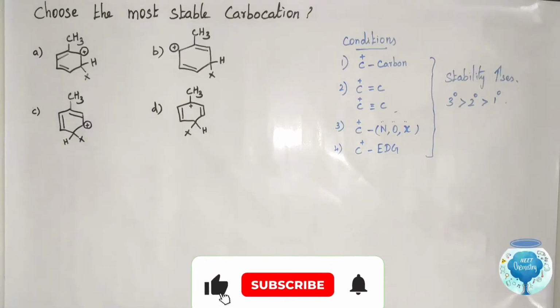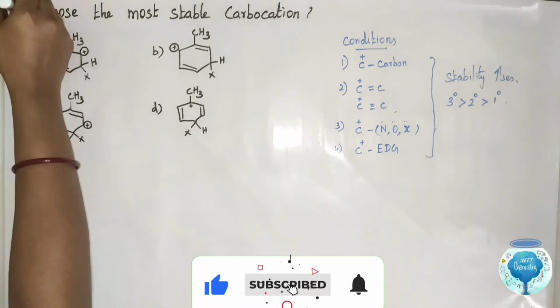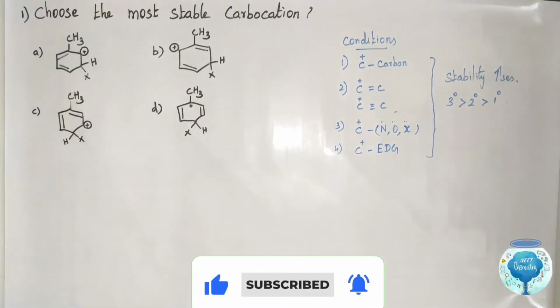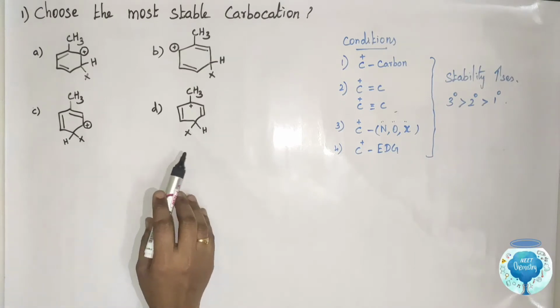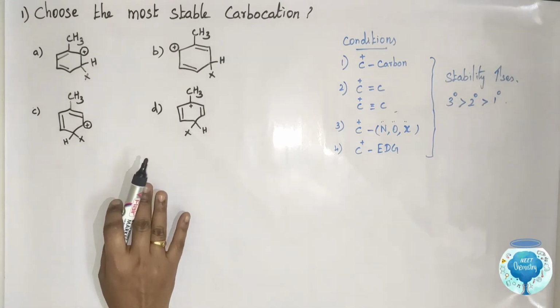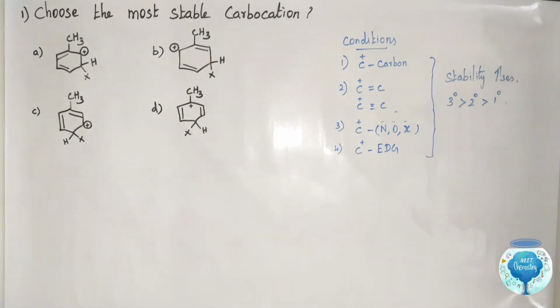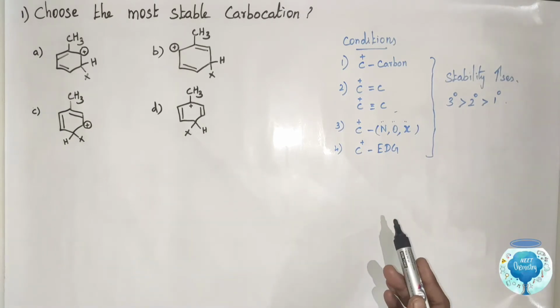Welcome. The first question. Choose the most stable carbocation. We have four compounds. Which one has the most stable carbocation? Already we know the conditions.